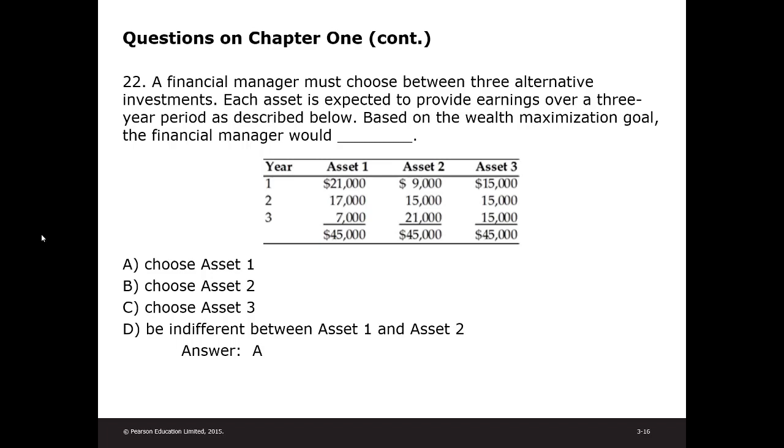So the rule of thumb in any financial project is, the sooner you get your cash flows over the life of the project, the better. So you always look for the asset or the project that gives you your cash sooner than the others.